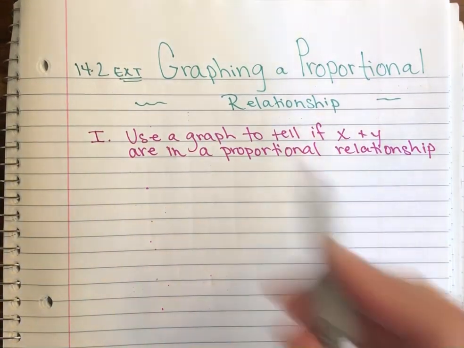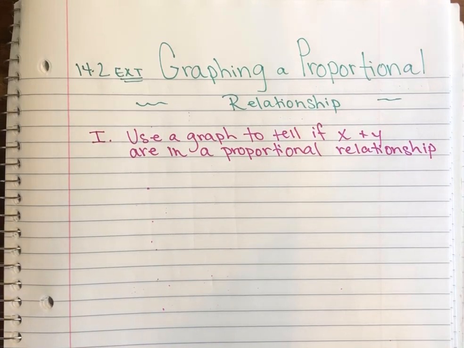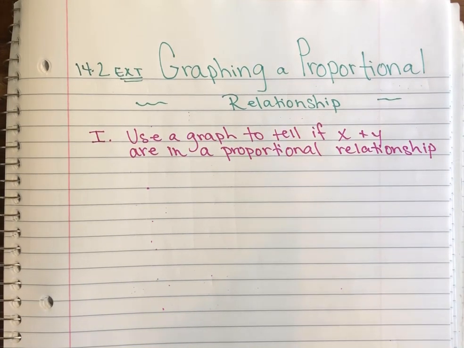So in the 14.2 extension, we are still determining if x and y are in a proportional relationship. We did that in 14.2 when we wrote ratios and then just reduced them to see if those ratios were equal. But now we're going to use a graph. So just by looking at a graph, we can tell if the relationship is proportional or not. Sometimes though, we're going to be asked to draw it.